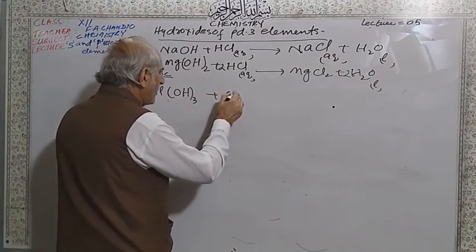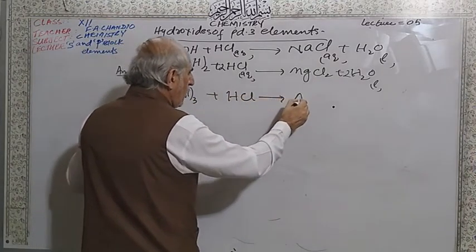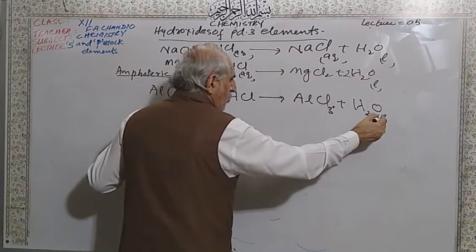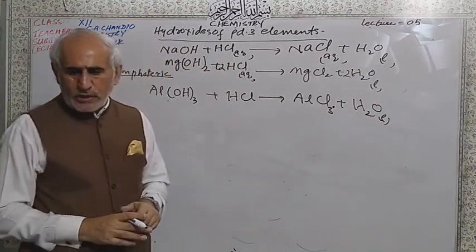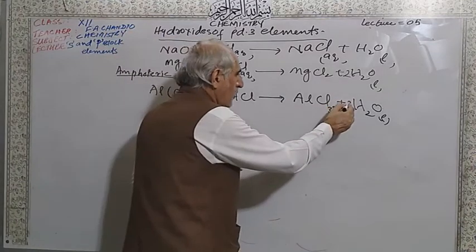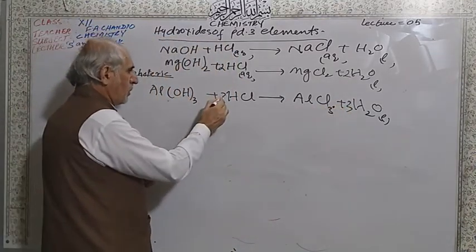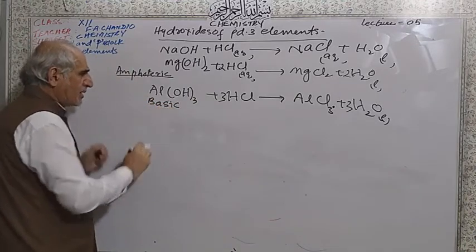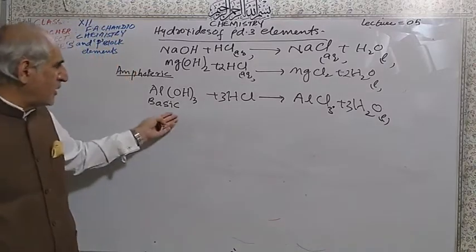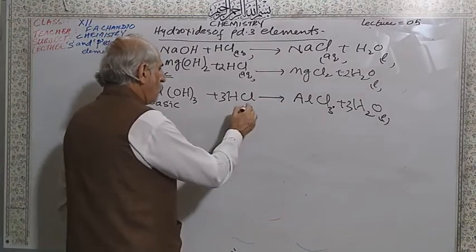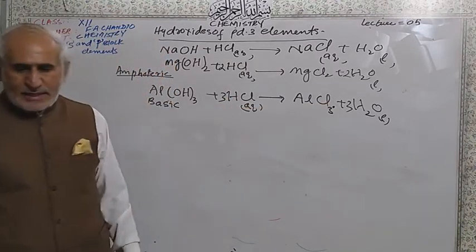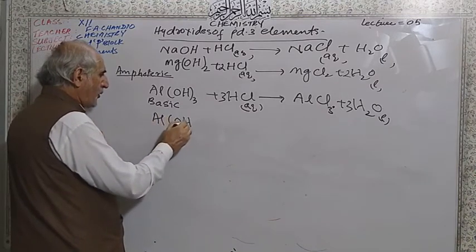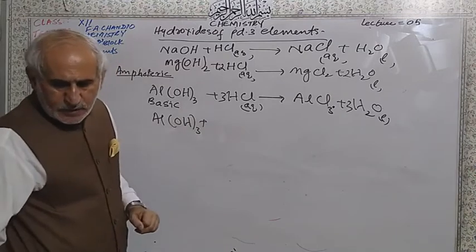Dear students, when we did the nature of oxides, I told you aluminium oxide is amphoteric. It has acidic properties as well as basic properties. Same is written here: aluminum hydroxide, like aluminum oxide, is amphoteric. It can react with acid, and it can also react with base.